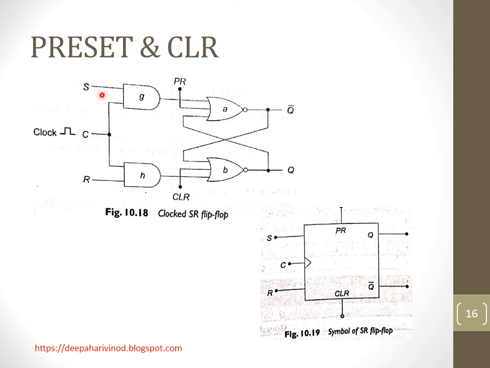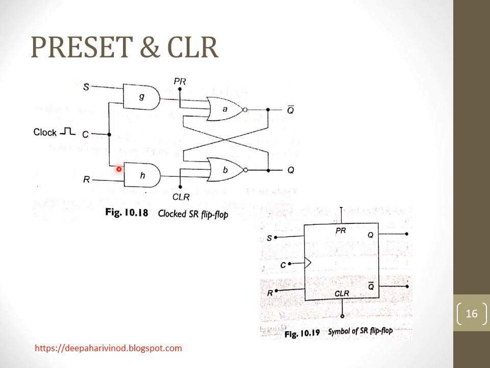So here we have S and R inputs along with the clock input given to that, and we have preset as well as clear which are given to the other NOR gates, and then it is connected in the latch form, isn't it? So when C, that is when this is 0, both the AND gates have one input as 0. If one input of the AND gate is 0, then what will be the output of the AND gate? It will always be 0, isn't it?